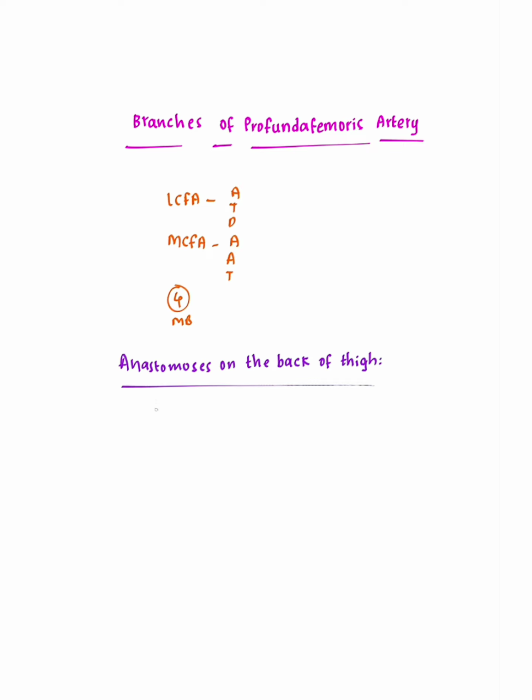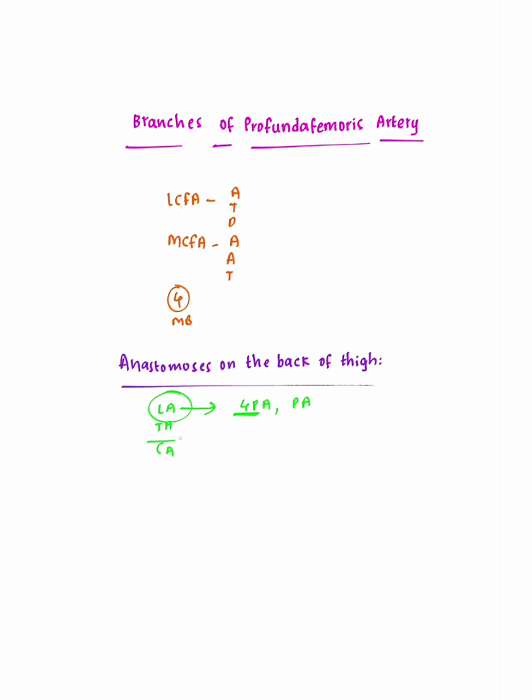Anastomosis on back of thigh: longitudinal anastomosis, trochanteric anastomosis, cruciate anastomosis. Longitudinal anastomosis is formed by following arteries: ascending and descending branches of four perforating arteries and superior muscular branch of popliteal artery. Ascending branch of first perforating artery takes part in cruciate anastomosis.